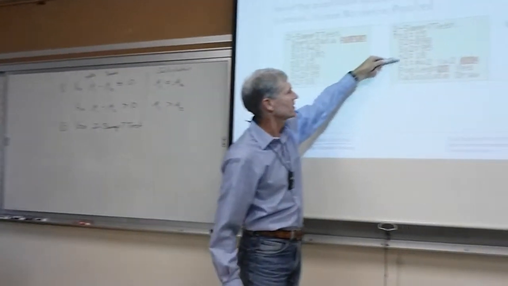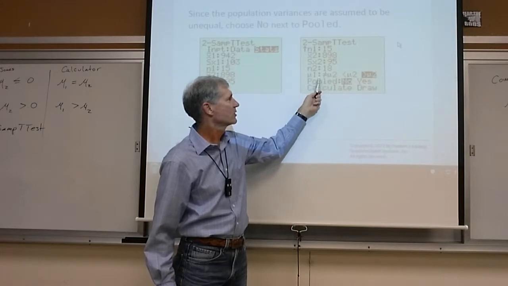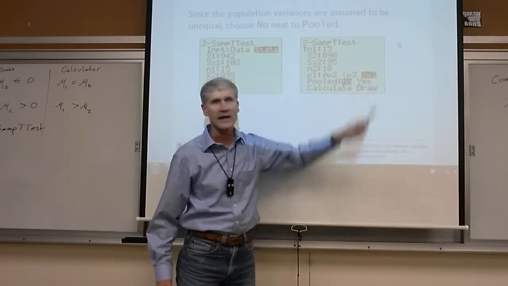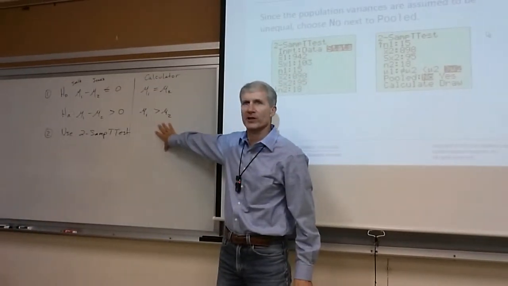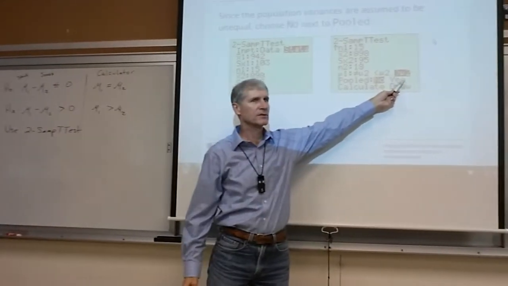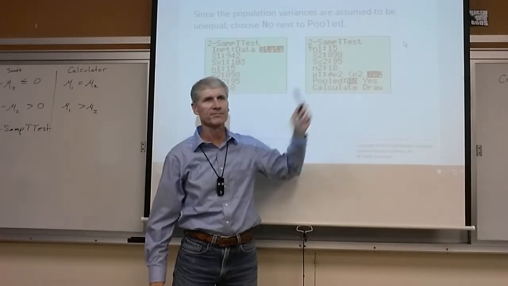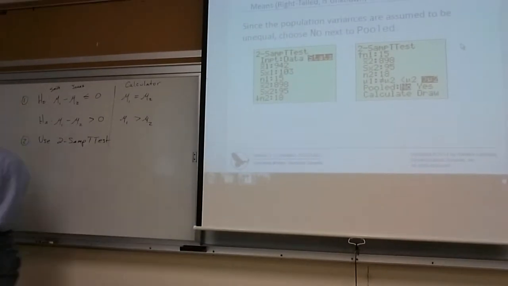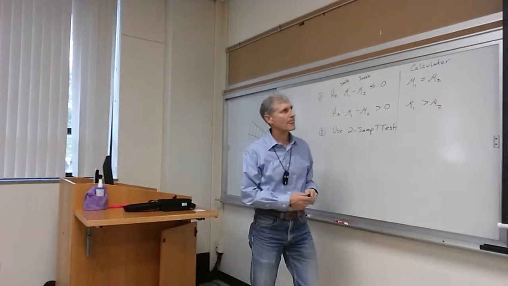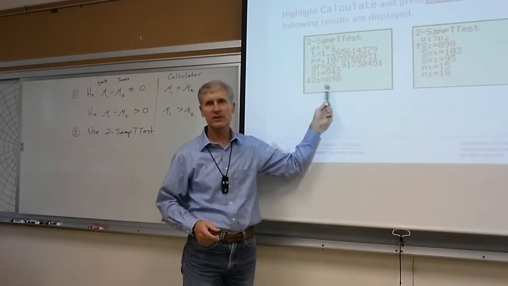After you get those 6 numbers entered, then you get this line that says mu1 and then a colon, not equal mu2, less than mu2, or greater than mu2. And that's why I say you need it in this form for your calculator. We have mu1 greater than mu2. So select the greater than one. Always say no to the pooled question, and then calculate. So you should get identical numbers to what you see on the screen right now.